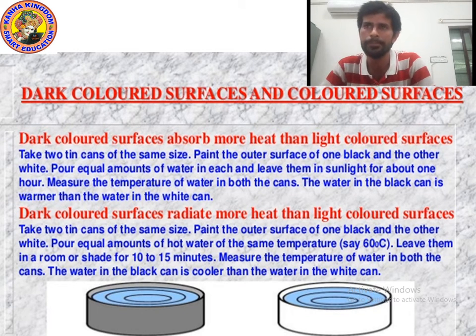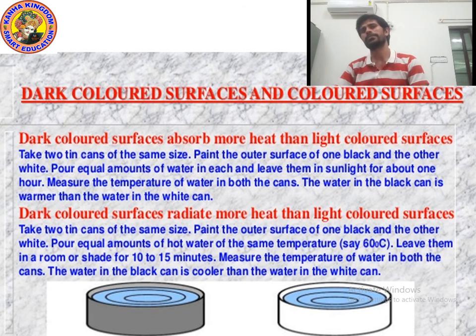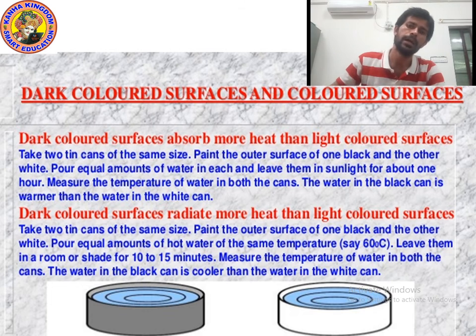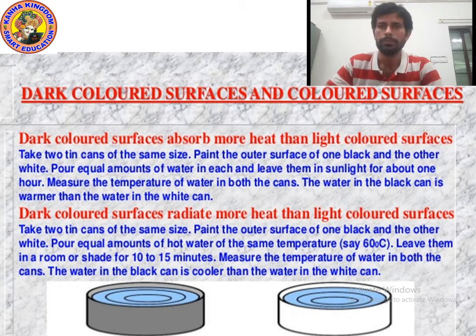You can put them. Measure the temperature of the water in both the cans. Now try to measure the temperature of the water. You will see the water in the black can is cooler than the water in the white can. Yes, you will find that the water in the black can is cooler than the water in the white can. Okay, it means that dark color surfaces radiate more heat than light color surfaces, and dark color surfaces absorb more heat than light color surfaces. I hope you understood. Now let's move on to the next point.